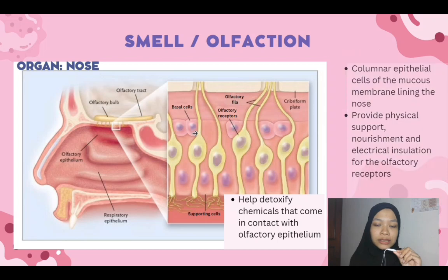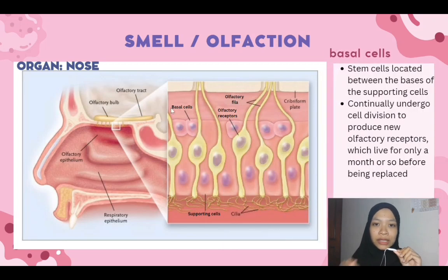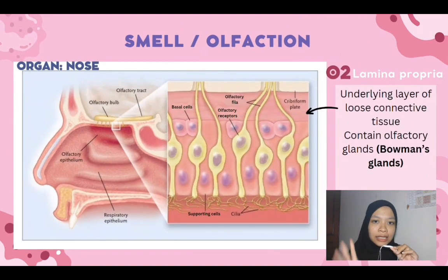After that, the basal cells are stem cells located between the bases of the supporting cells. These cells are continually undergoing cell division to produce new olfactory receptors, which live for only a month or so before being replaced. Enough of the olfactory epithelium, let's go to the second olfactory organ, which is the lamina propria.